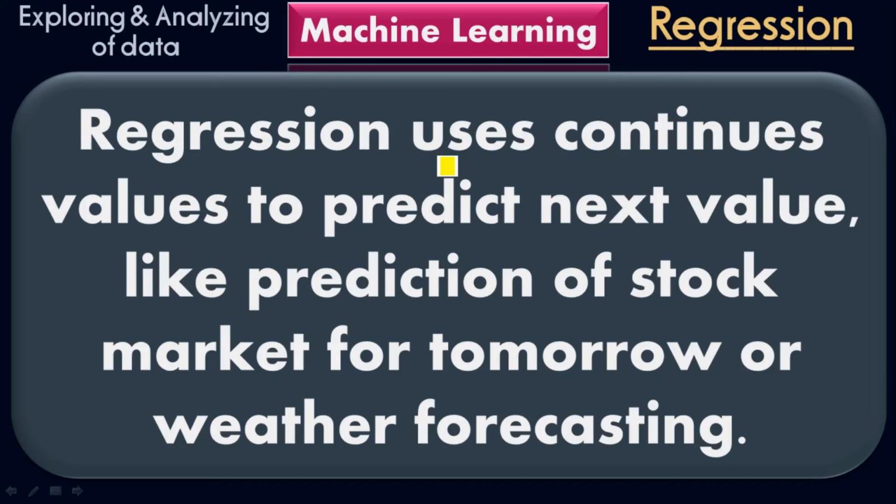Continuous values are used to predict the next value, the upcoming next value, like prediction of the stock market for tomorrow. We can predict the stock market for tomorrow based on the continuous values which are coming all along. Or weather forecasting: we can forecast the weather for tomorrow or for the day after tomorrow based on the continuous values. So we can do this sort of prediction with the help of regression. We can explore and analyze the data of the stock market, or the weather forecasting, based on the continuous values in regression.